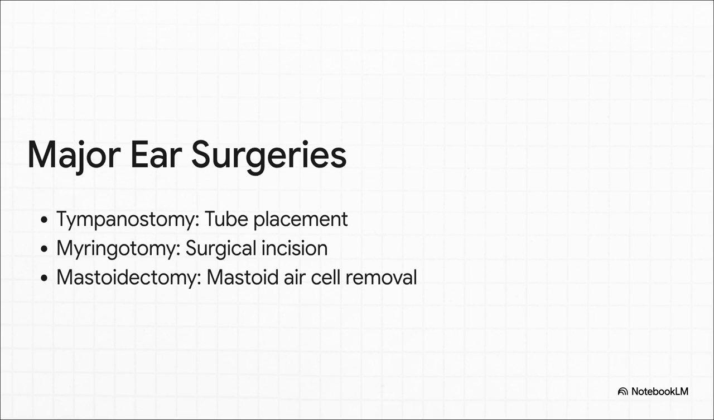To wrap up the surgical ear codes, you absolutely gotta add mastoidectomy to your radar. That's the removal of mastoid air cells. Because this is a major middle and inner ear procedure, you have to carefully parse the surgeon's operative note so you don't accidentally unbundle codes.